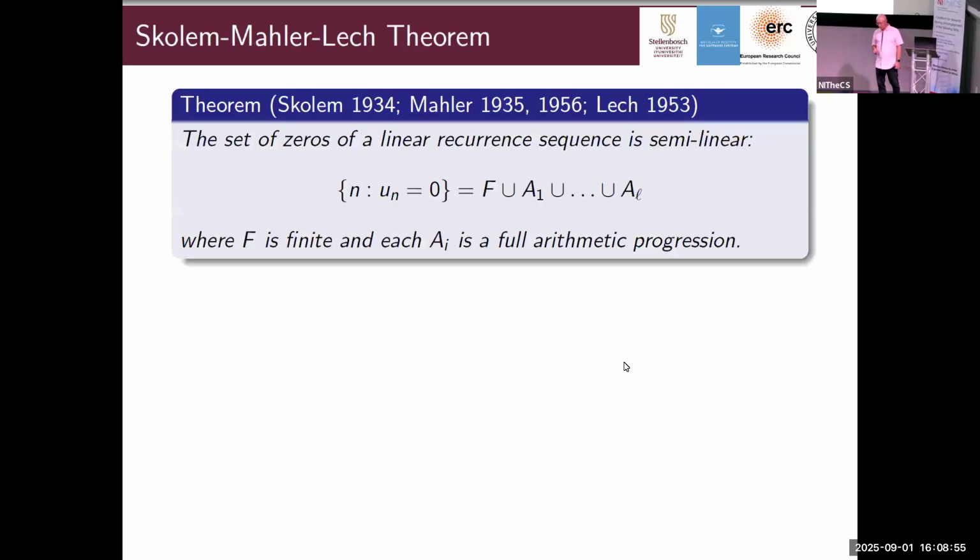Okay, but some things are known. Well, let's see what is known. Not everything is unknown. So let's take the set of zeros of this linearly recurrent sequence, and there's a theorem which was proven by this Skolem guy in 1934. And then it was proven in higher generality by Mahler and by Lech in 1935, 56 and 53. What do I mean by generality? Skolem just did it for the integers. And then these other people did it in more general settings, for example, algebraic numbers, which I'm not going to talk much about, or complex numbers and so on.